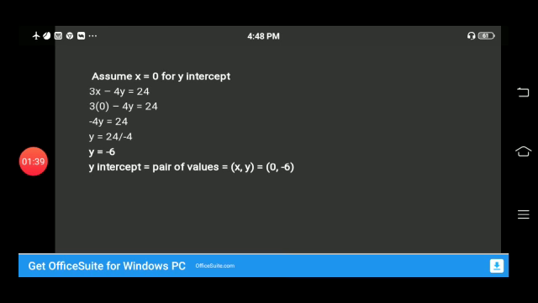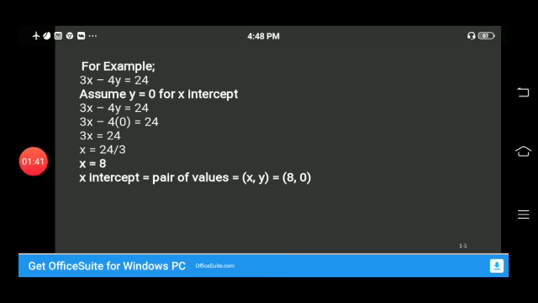For example, 3x minus 4y is equal to 24. Assume y is equal to 0 for the x-intercept. So, by putting y is equal to 0, we get x is equal to 8. Here, as y is equal to 0, we find the value of x. So this is the x-intercept because we have found the value of x.